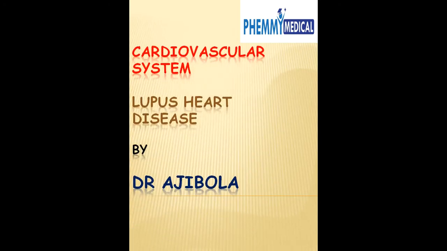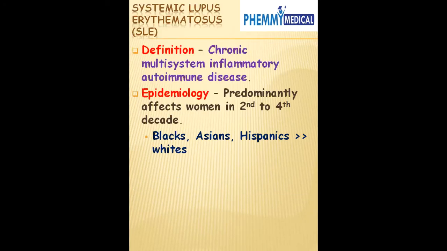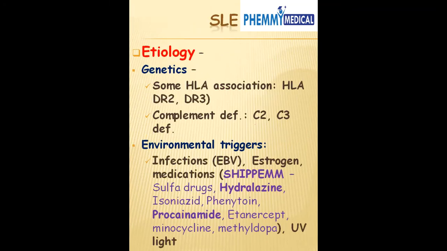My name is Dr. Ajibola, and this morning we'll be talking about a very special topic, the cardiac manifestation of SLE, lupus heart disease. By definition, systemic lupus erythematosus is a chronic multisystemic inflammatory autoimmune disease and predominantly affects women in the second to fourth decade, more common among the Blacks, Asians, and Hispanics than the whites.